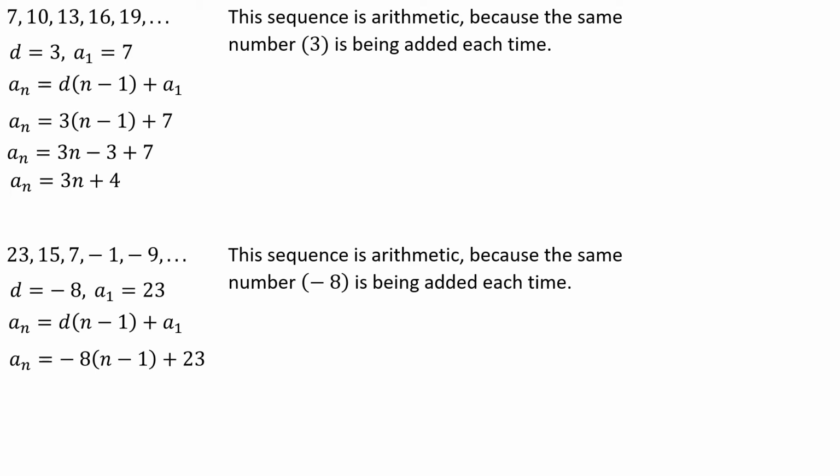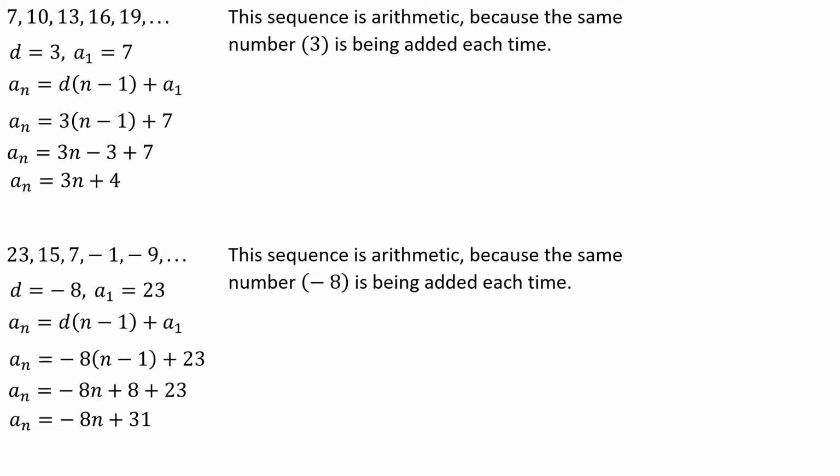Now use the distributive property. Negative 8 times n will be negative 8n. Negative 8 times negative 1 will be a positive 8. So I get negative 8n plus 8 plus 23. Finally, let's combine like terms. 8 and 23 is 31.